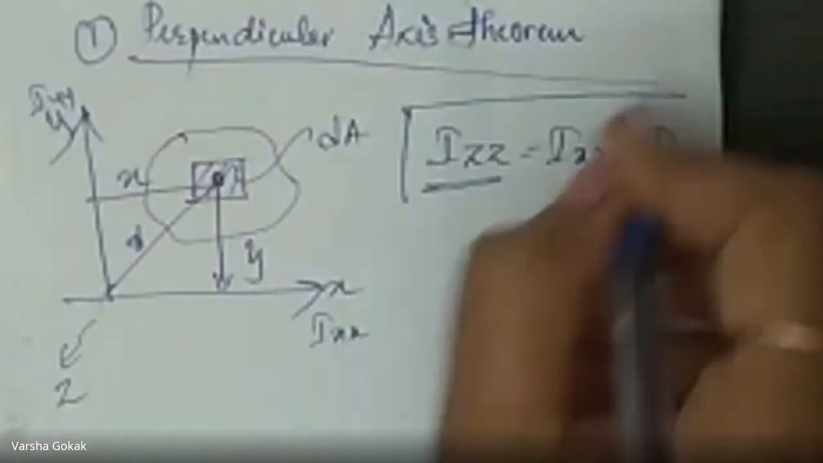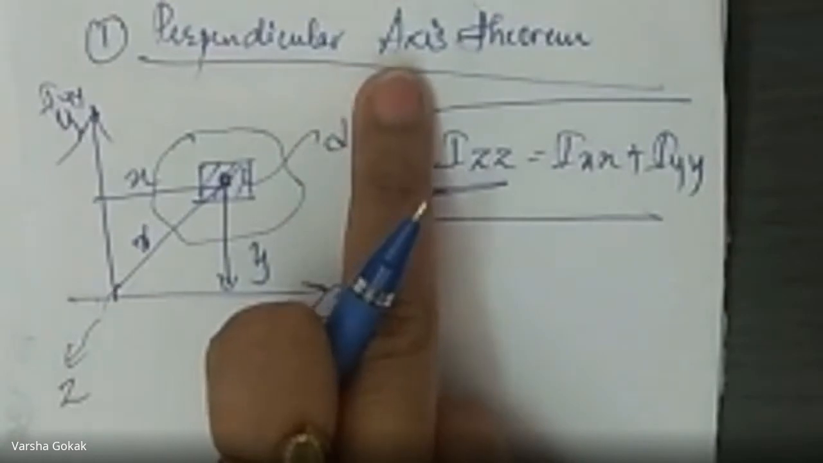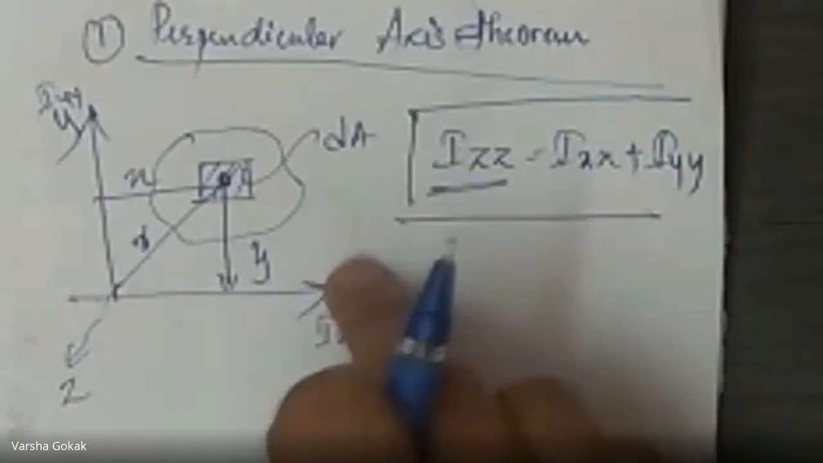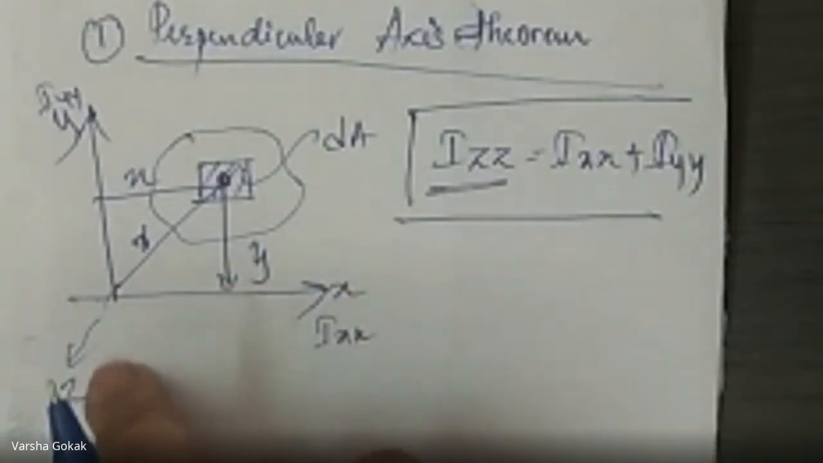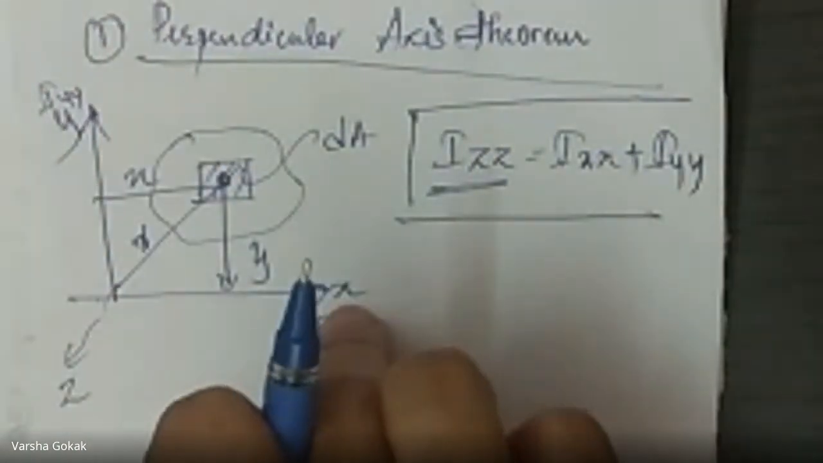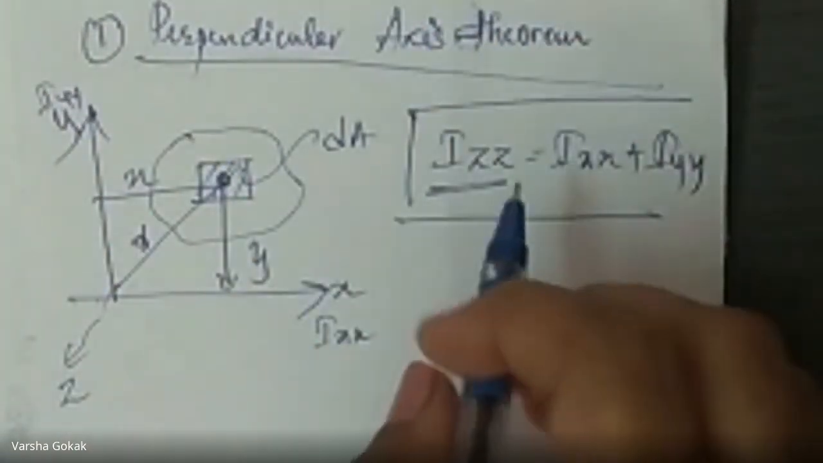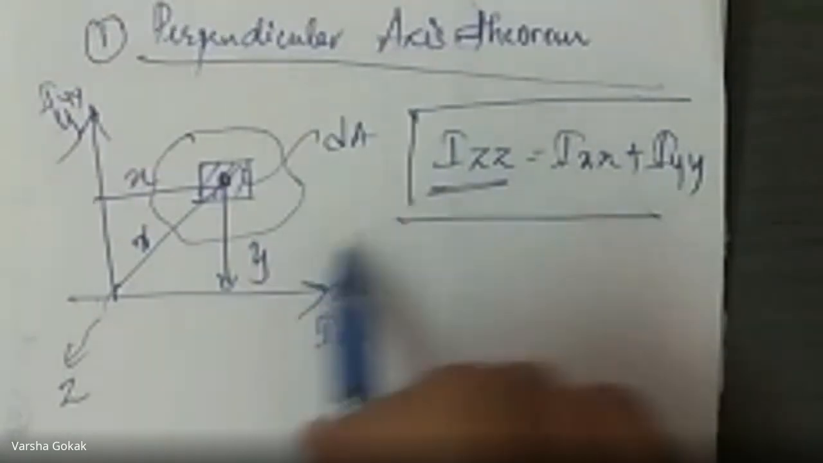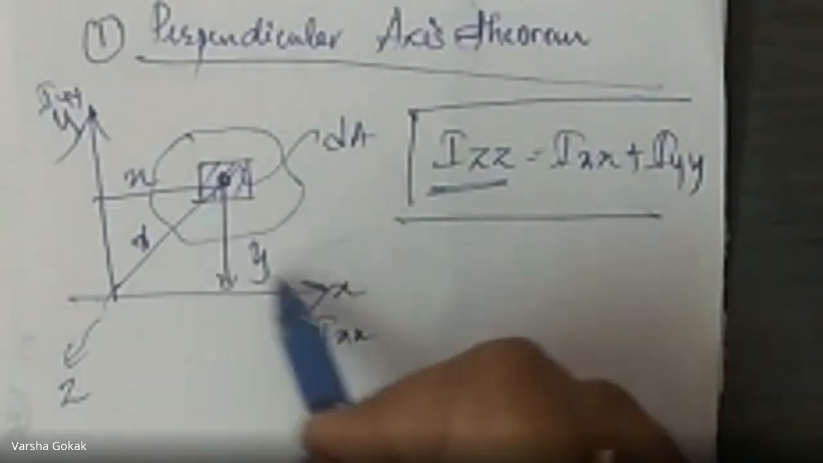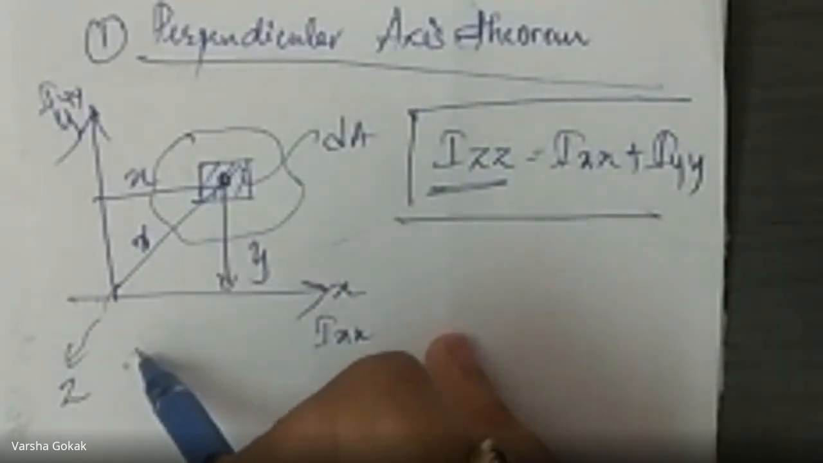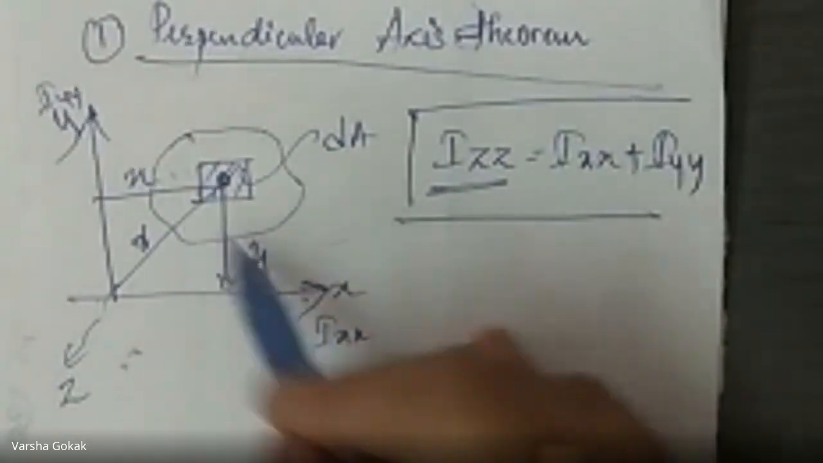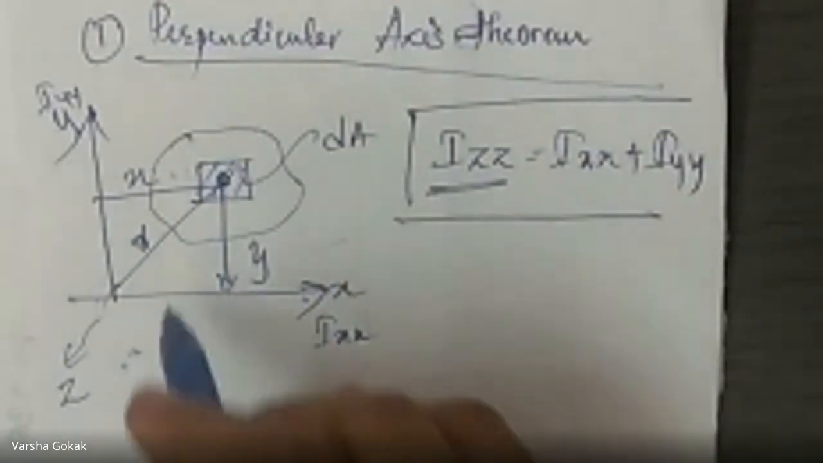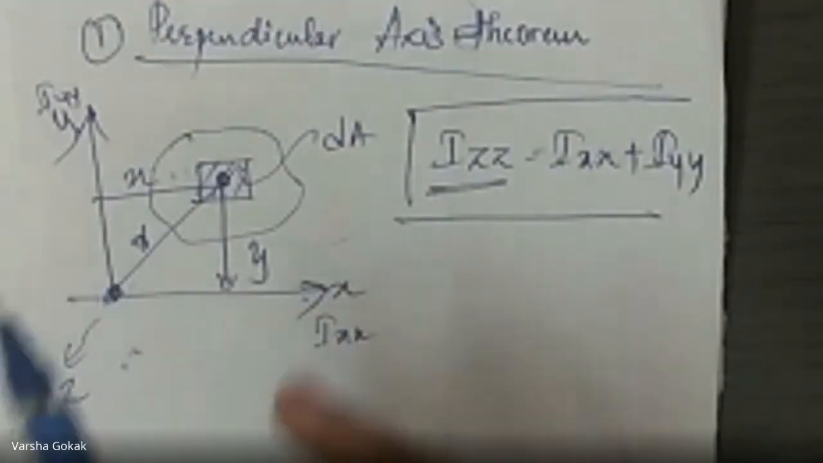This is the statement for the perpendicular axis theorem. Because we are talking of perpendicularity here, that is, all three axes are perpendicular to each other, the third axis's moment of inertia can be obtained by the summation of these two. So in technical terms, the moment of inertia of an area about an axis perpendicular to its plane, that is the polar moment of inertia, at any point is equal to the sum of the moments of inertia about the other two mutually perpendicular axes at the same point, meaning their point of occurrence is the same, right?